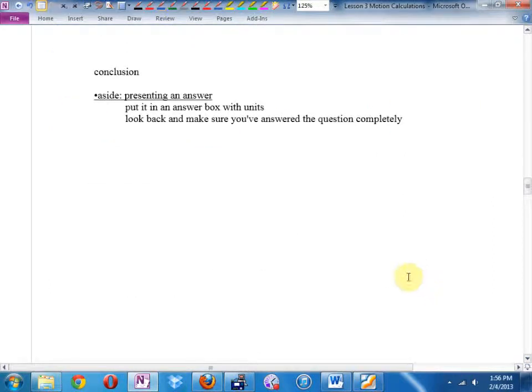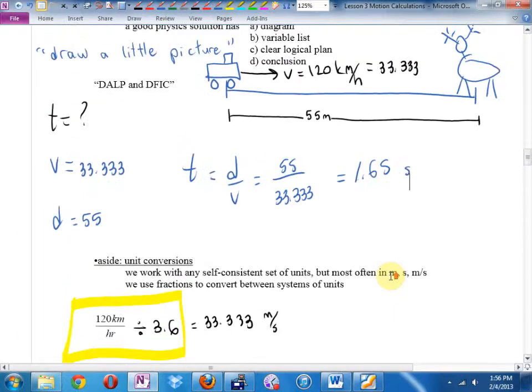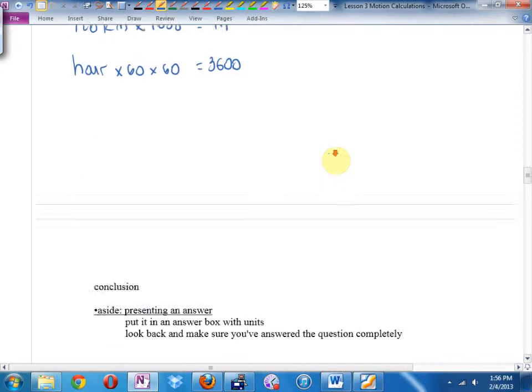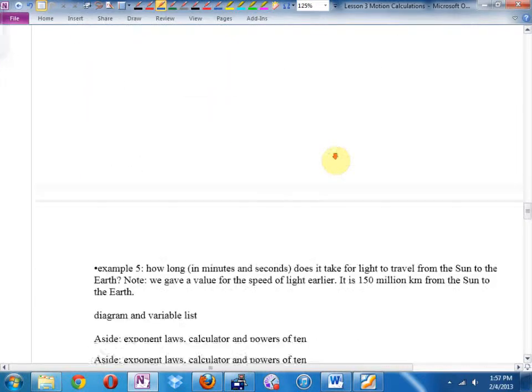Next page. I wrote down here, presenting an answer. Put it in an answer box with units. Let's go like this. Ta-da! There's our final answer. And you can turn the page again.